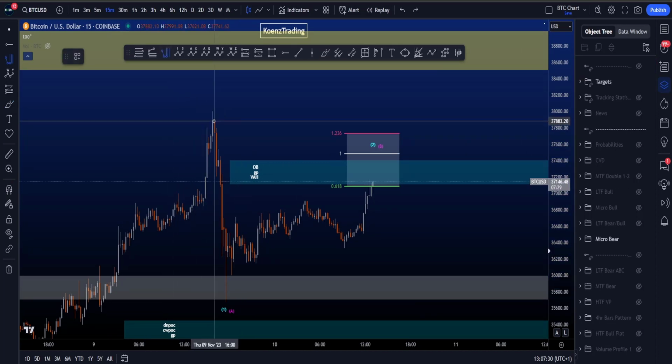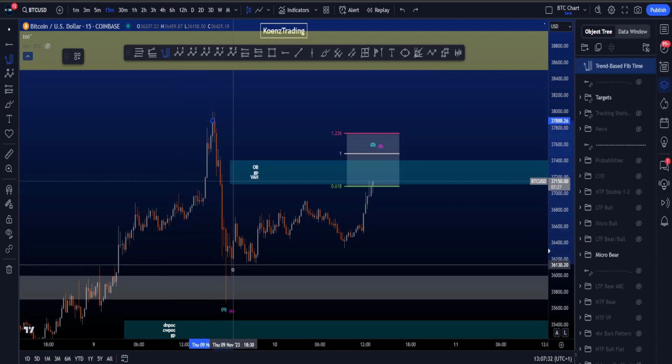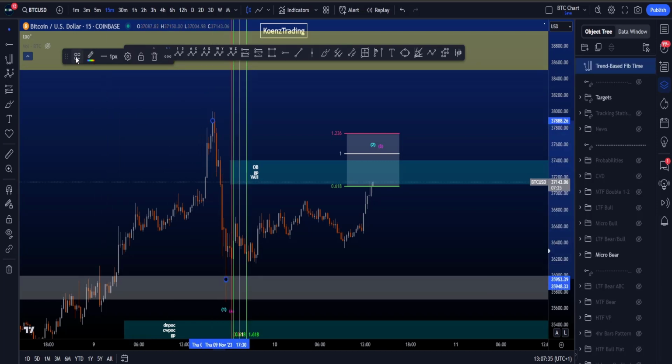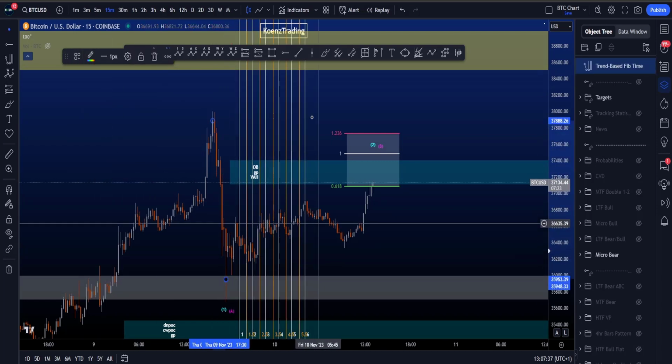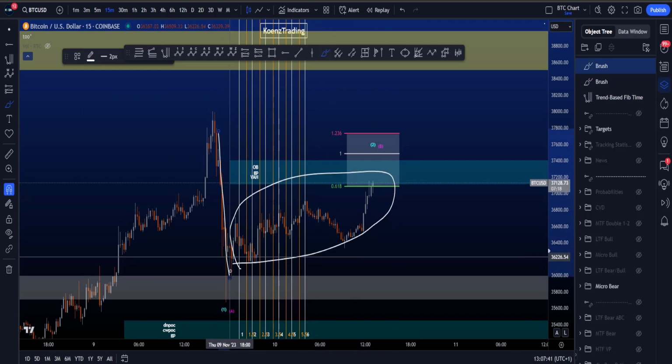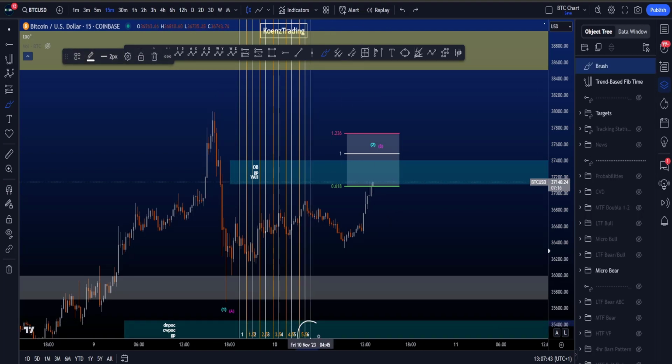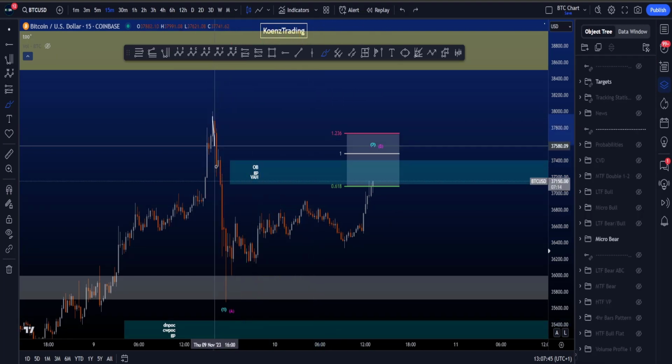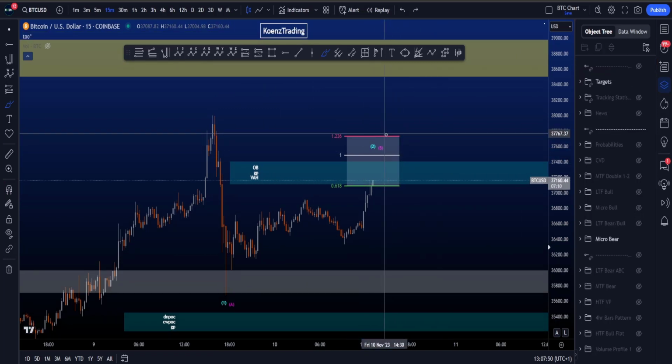If we take a trend-based fib time over here from the high to the low and we double click and I open the extension, then you can see that everything that happened after this move to the downside is already longer in time than 6 times the length of this move to the downside, which is incredibly rare for a wave 2 or a wave B.